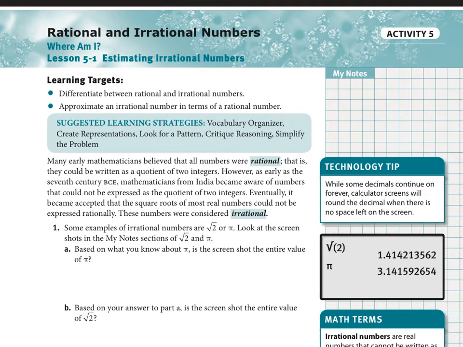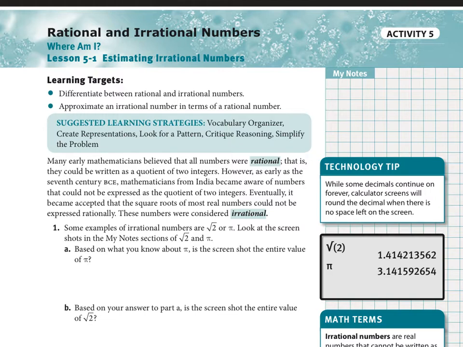All right, some pre-algebra section 5.1 here, dealing with rational and irrational numbers, and we're going to be estimating irrational numbers today. So again, just as a review, the difference between a rational number and an irrational number is that, let's take a look based on number one here.